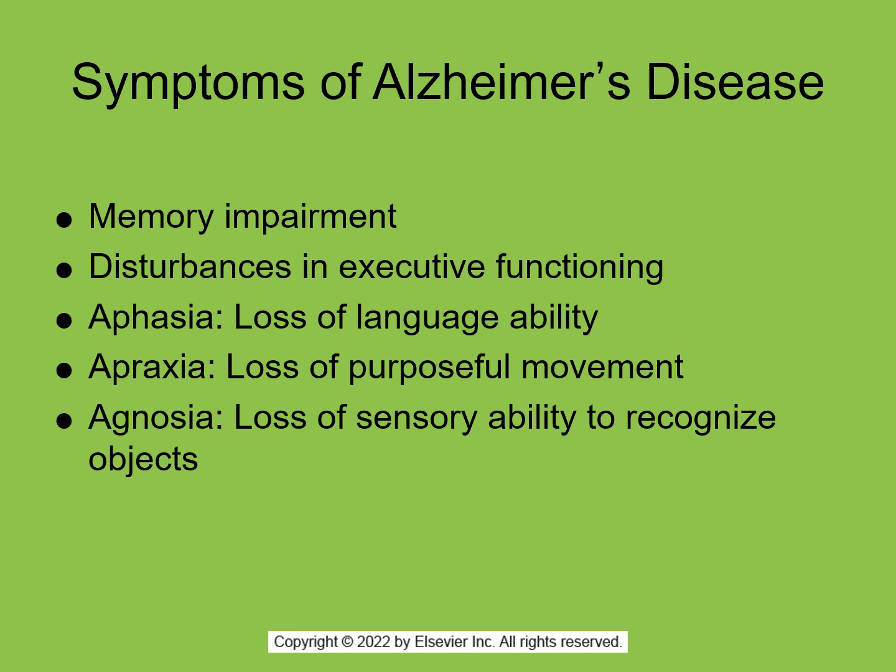And again, some other symptoms that you may see with these clients, other than the memory impairment, they may have aphasia, a loss of language ability, apraxia, a loss of purposeful movement, and then agnosia, loss of sensory ability to recognize objects. So as it gets worse, it can progress to a very debilitating disease. Again, a big problem here is memory impairment with these clients.